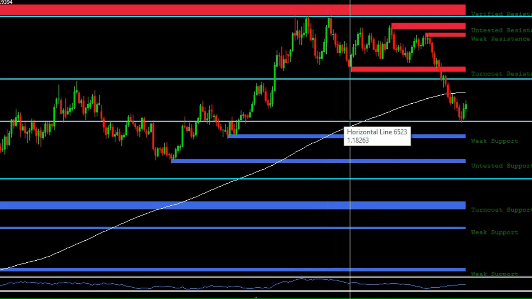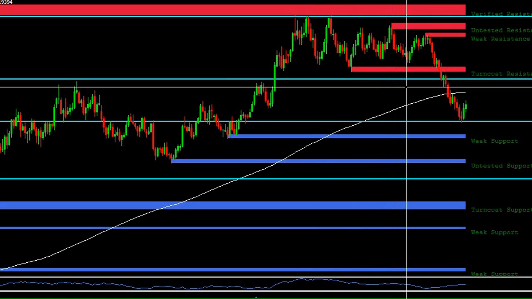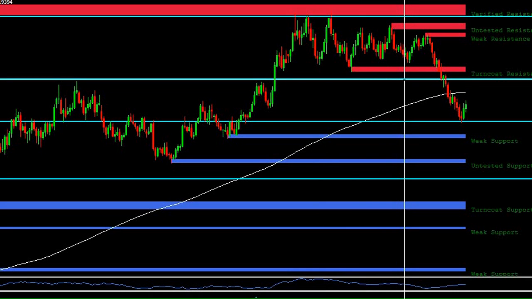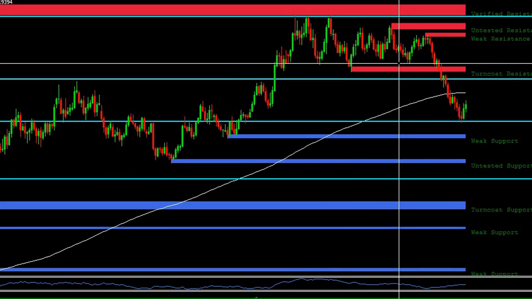So currently, the way I'm looking at this currency is that we are going to get a relief or a test of the level 1.21 all the way to 1.22. So that is with this test of this zone.